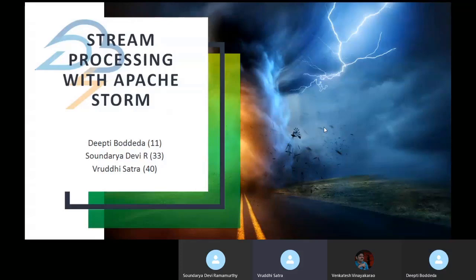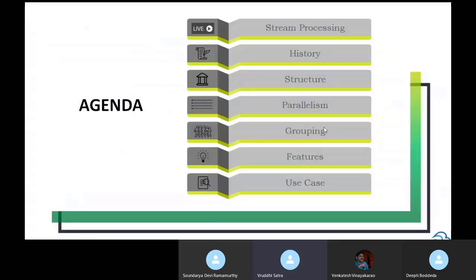Good morning, sir. So today, Deepthi, Saundarya, and I will be discussing stream processing using Apache Storm. We'll start with understanding what stream processing is, then move on to why the need for Storm arose, its structure and concepts like parallelism and grouping, its features, and a use case that will help us envision all these concepts in real life scenarios. So now Deepthi will continue further.